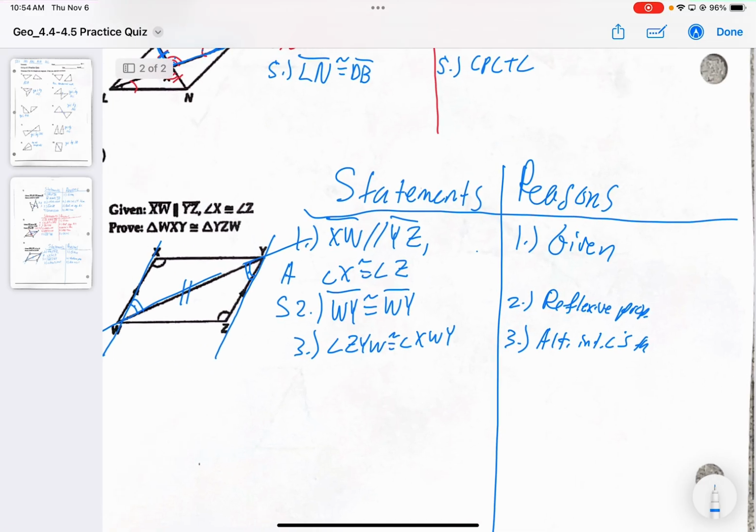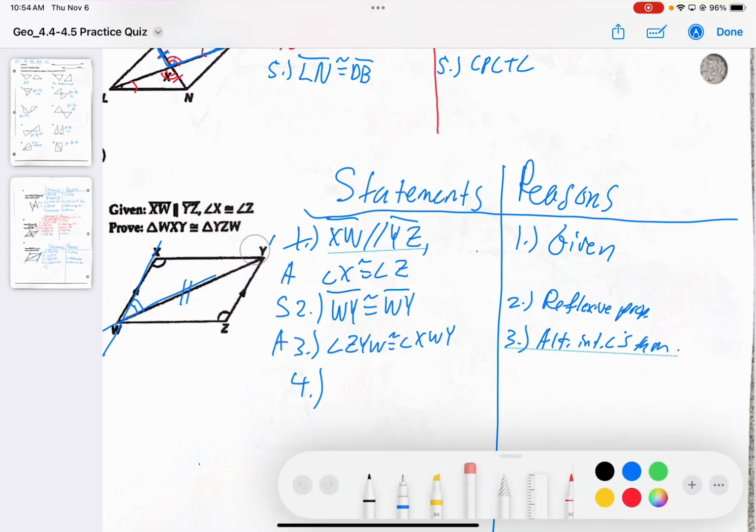So like us making that assertion is the equivalent of us using vocabulary from a given. The vocab was the fact that those lines were parallel. Okay. All right. So I've got two angles and a side. My question is, is it angle side angle or angle angle side? Angle side angle. No. Man, we are striking out on that, guys.